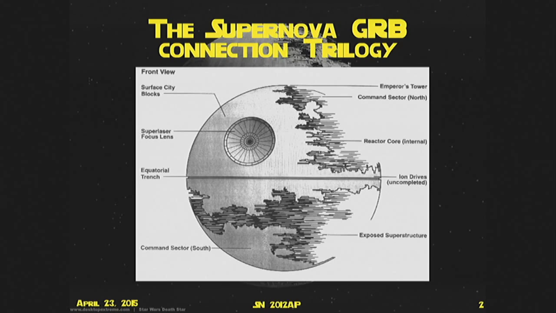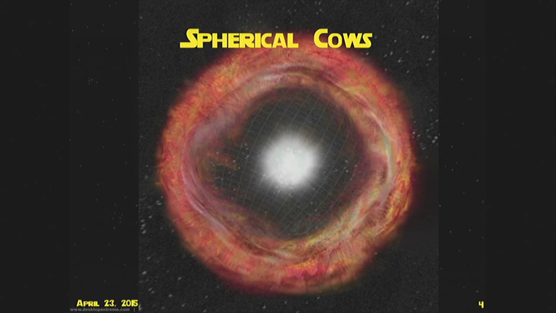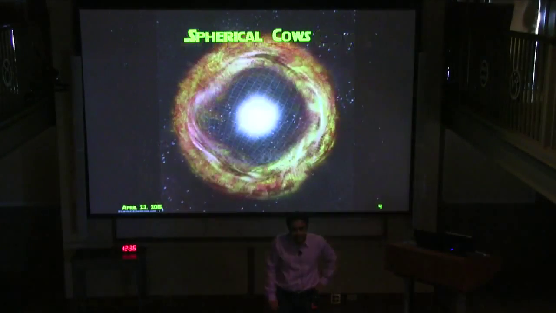And to understand something, we need a map of it. We need to know what happens inside it. And so let's try and figure that out if we can do it for supernovae and GRB. So supernovae, part one. Supernovae to first order, we think of as spherical cows in the sky.